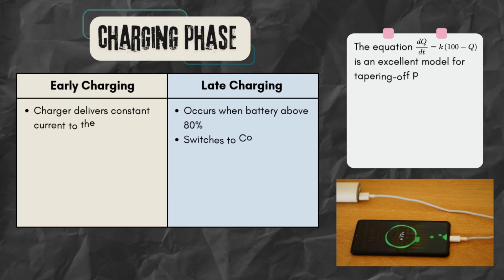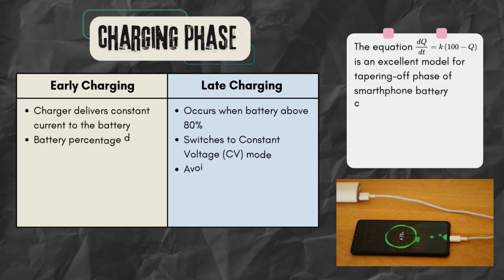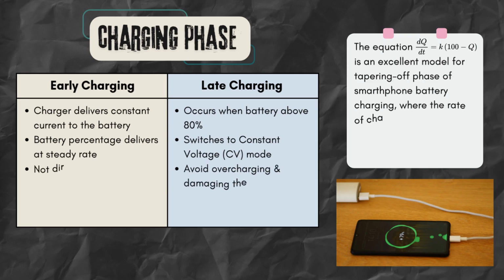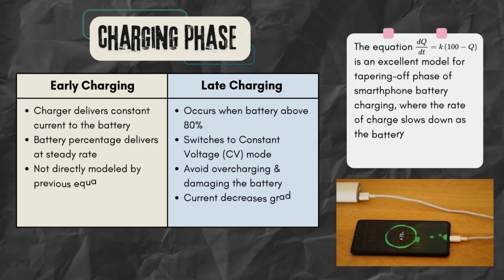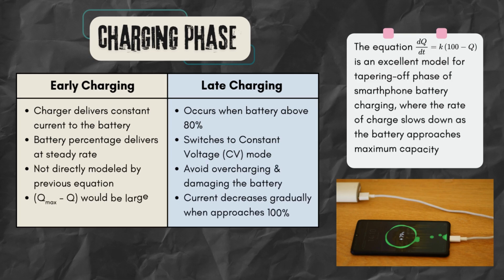During the initial phase of charging, the charger delivers a nearly constant current to the battery, which means the battery percentage increases at a relatively steady rate. Hence, dq over dt is roughly constant. However, this phase is not directly modeled by dq over dt because the term q max minus q would be large and relatively constant, implying a constant rate.